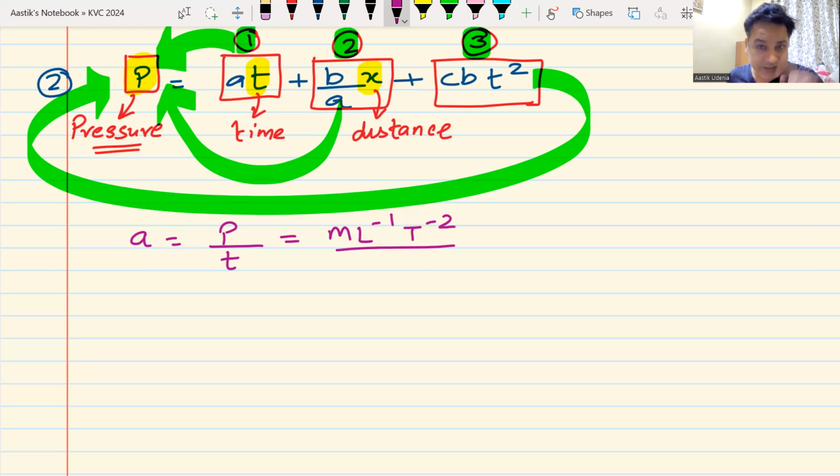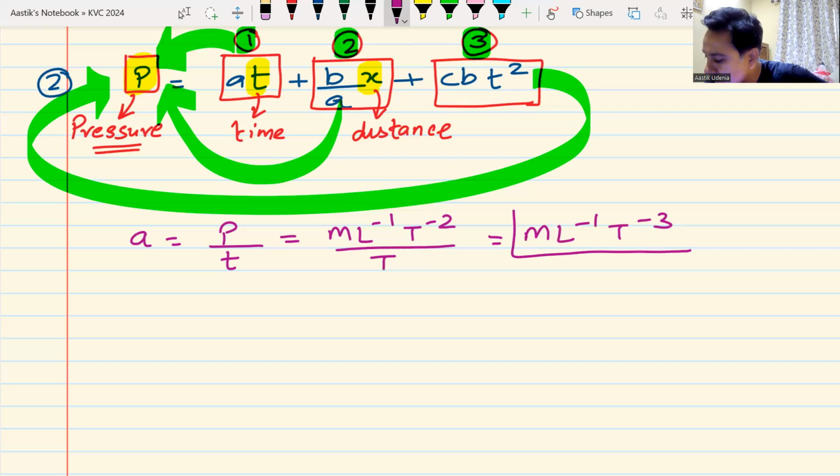Divided by T. T is time. The dimension of time is capital T. The dimension of P is pressure. Pressure is force divided by area. You know the dimension of force. You can divide it by area, which is L square. So this will be the dimension of the quantity A. You may not know what this quantity is, but you will definitely know its dimension and you definitely know its unit.